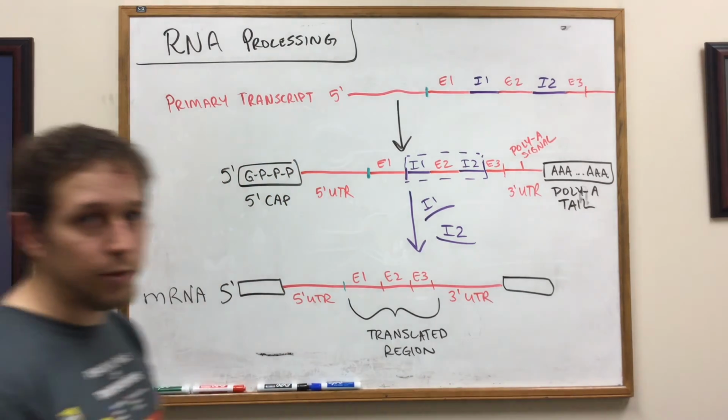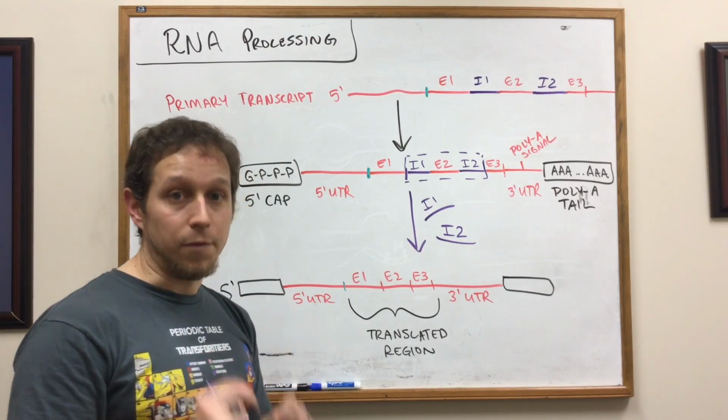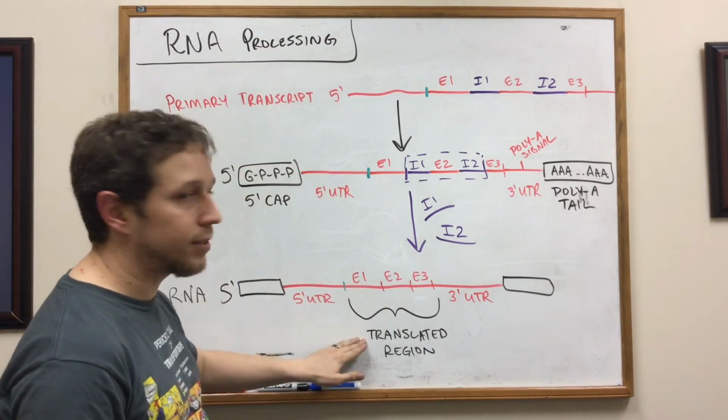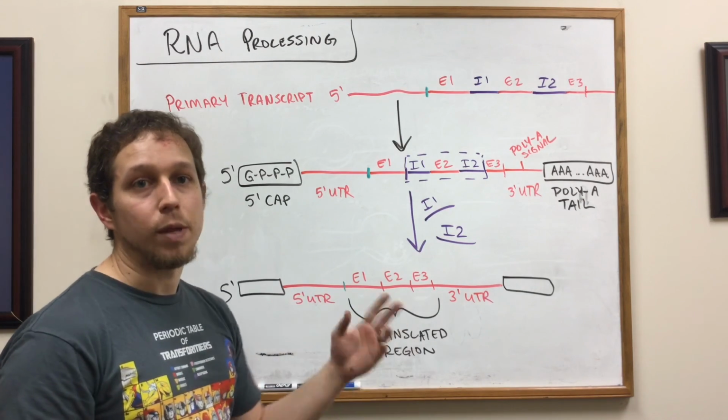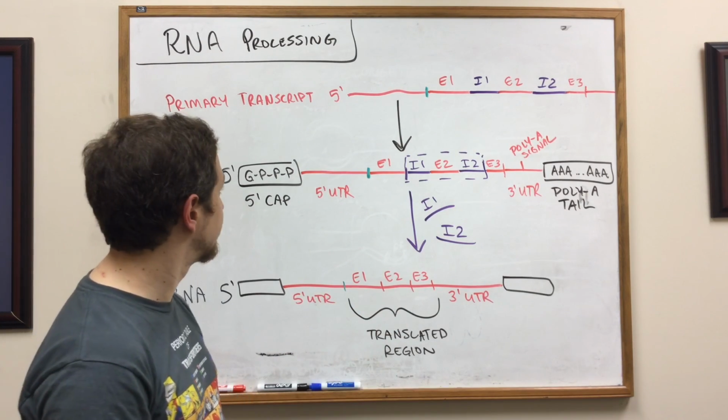So after transcription in the nucleus of eukaryotic cells, we're going to process the RNA and then send it out to the cytoplasm so that we may then translate it. So that's it.